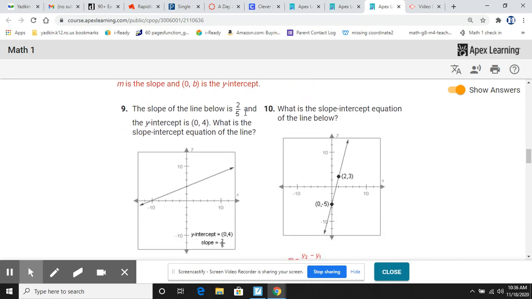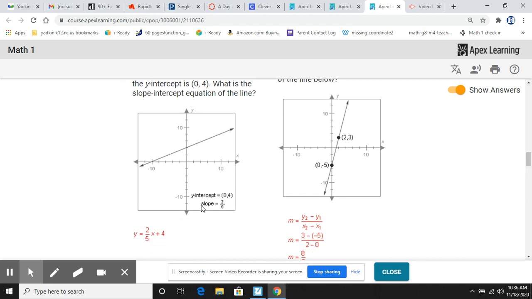Number 9, the slope of the line below is 2/5. The y-intercept is 0,4. What is the slope-intercept equation of the line? Just plug in your m, plug in your b. That's your answer right here.